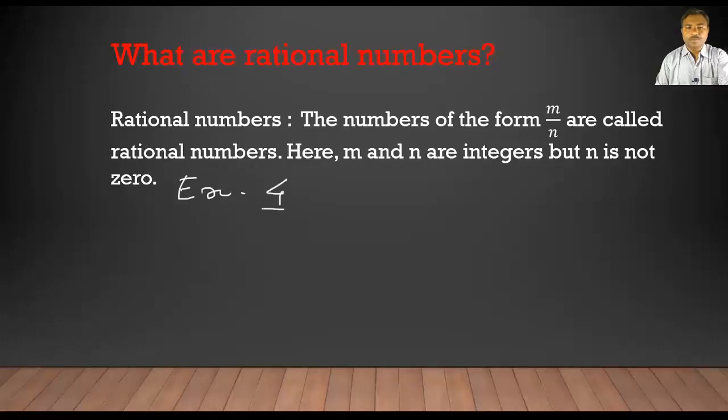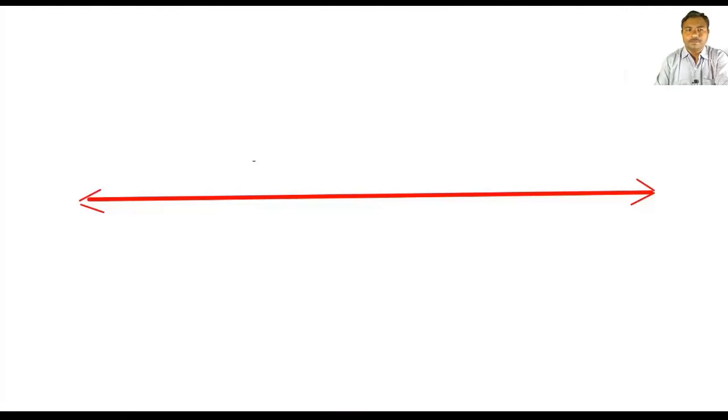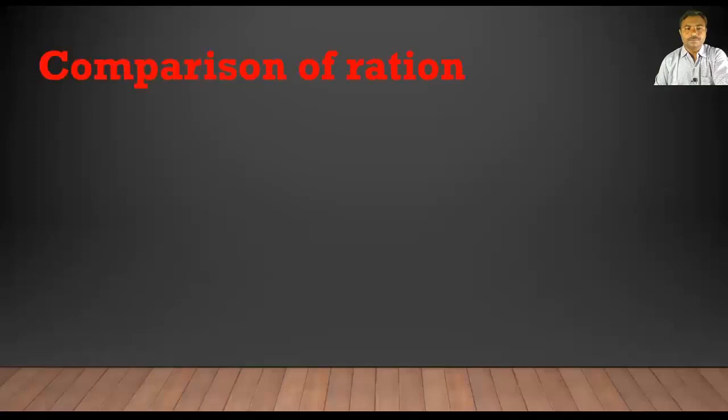For example, 4 upon 5, 11 upon 9, negative 7 upon 3. How to show rational numbers on a number line? Here is the number line, 0. We can show positive numbers on the right side of the 0 and negative numbers on the left side of 0. In this video, we will study comparison of rational numbers.